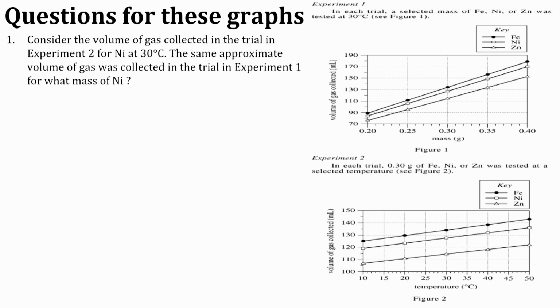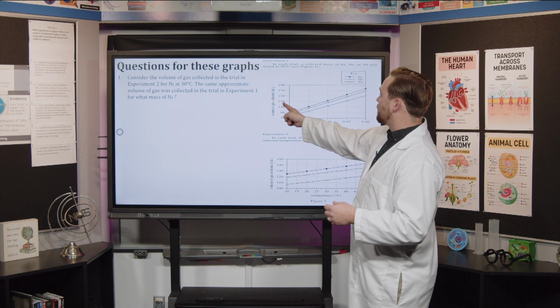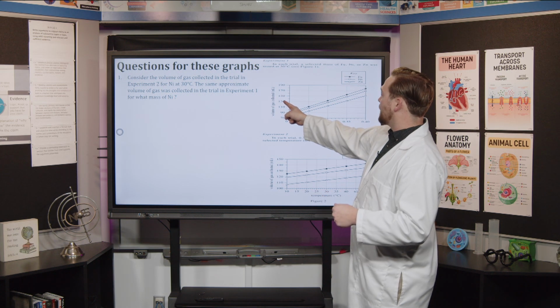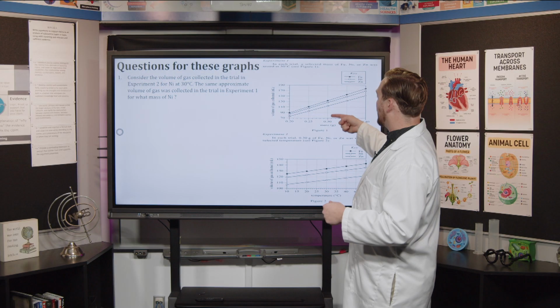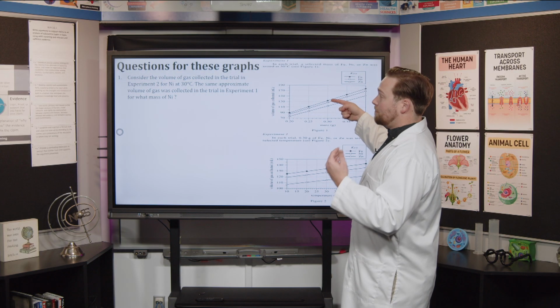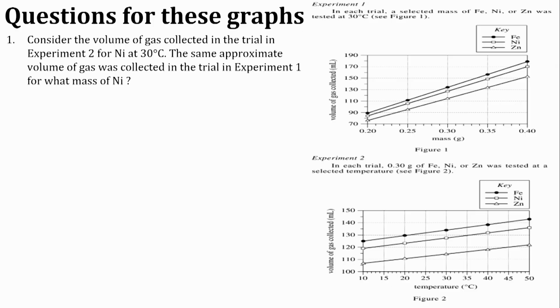Okay, so I'm going to come up here to figure 1 just like the question tells me to. I know I'm looking for about 130 milliliters, so I'm just going to go over until it gets pretty close to the nickel, and I can see right here at 0.3 grams, I've created the same amount of gas here as I did with the first sentence there. So that would be my answer, about 0.3 grams. Okay, great. So let's look at the next question here.